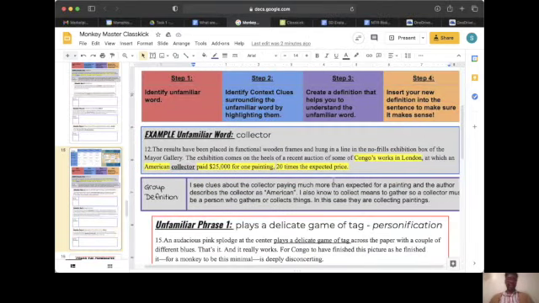Okay, we have another page about unfamiliar words. Remember those steps: identify the unfamiliar word, identify context clues surrounding the unfamiliar word by highlighting them, as seen here. Create a definition that helps you to understand the unfamiliar word. In step 4, insert your new definition into the sentence to make sure it makes sense.